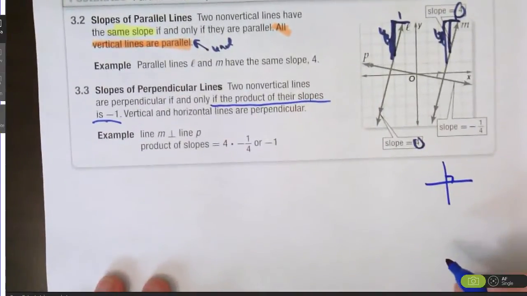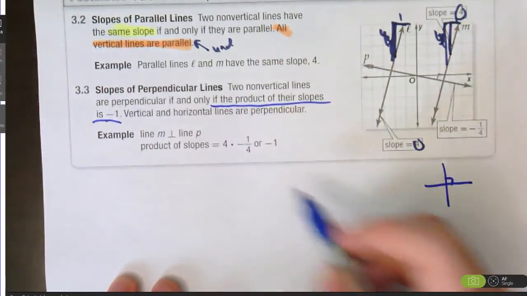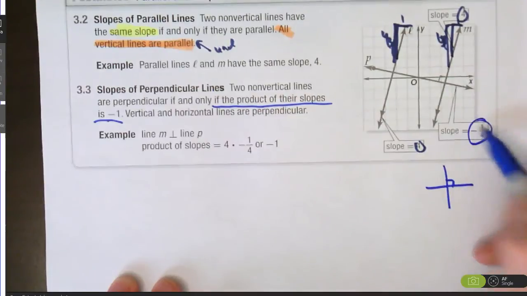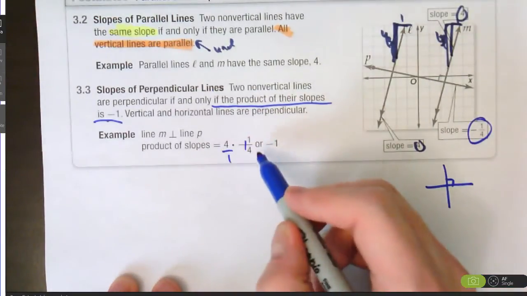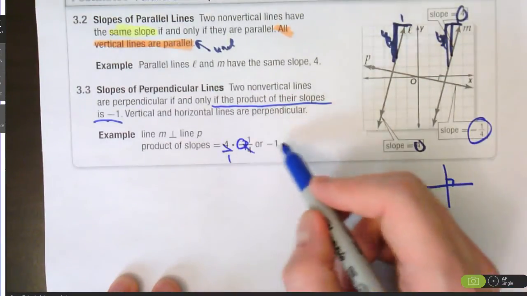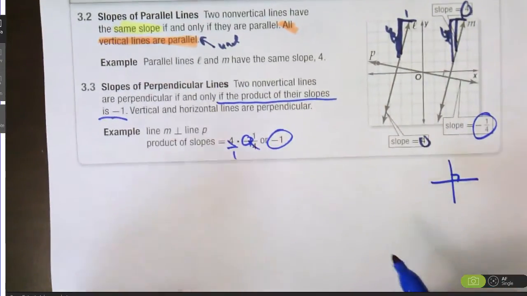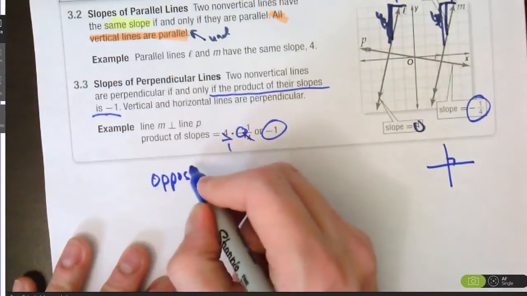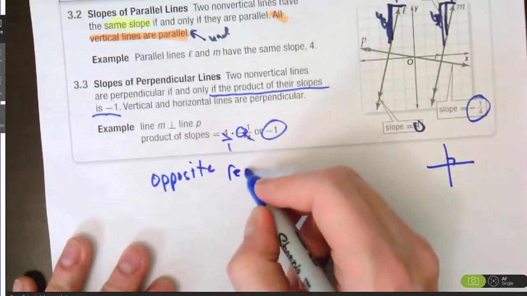Now, the way you may remember it is not that their products are -1, although that describes it perfectly. 4 times -1/4, because this line's -1/4. When I do that, the 4's cancel, the negative stays, we get -1 for a product. The way you may remember it is that the slopes are opposite reciprocals.